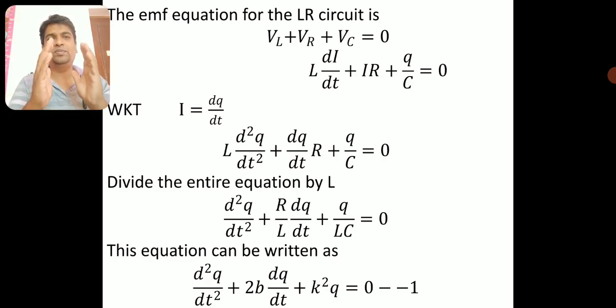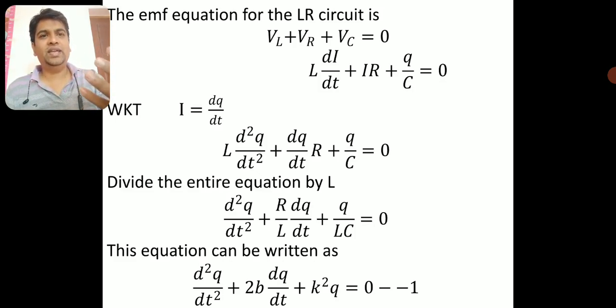Right. So I have substituted for VL, VR, VC, and I have equated this to 0 because I am looking for the discharging of the capacitor. No source of EMF. So E is 0. Now I am substituting the current I as dq by dt. I know the current flowing through the circuit is the rate of flow of charge. So I is dq by dt. Therefore I substitute this I as dq by dt.